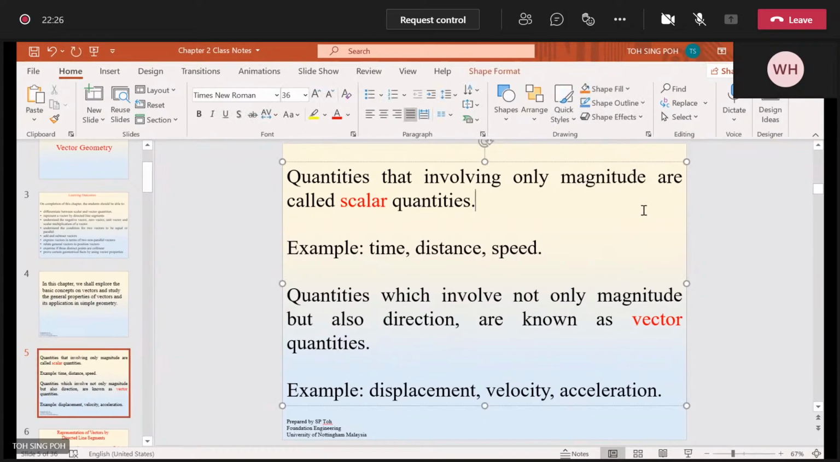But there is another set of quantities in physics and mathematics where knowing only the magnitude is not enough. We need to know also the direction of the quantity. So if you need to know these two pieces of information, or components, then we are dealing with vectorial quantities. One is a scalar, one is a vector.